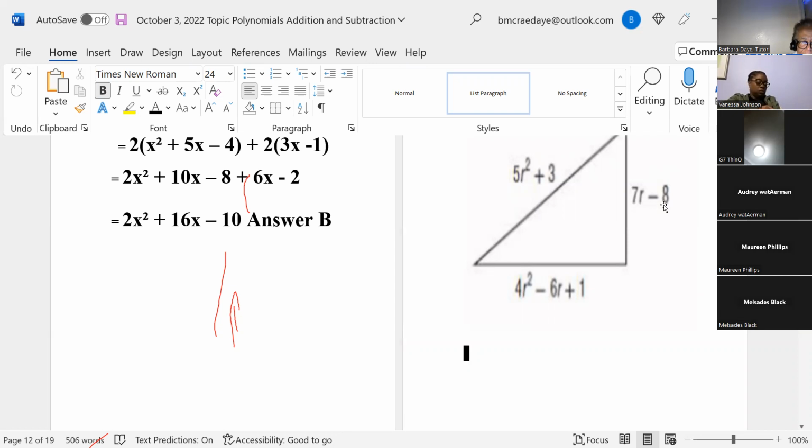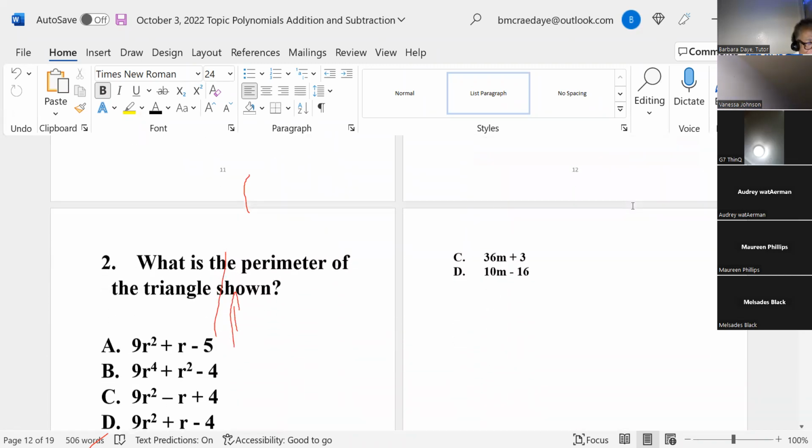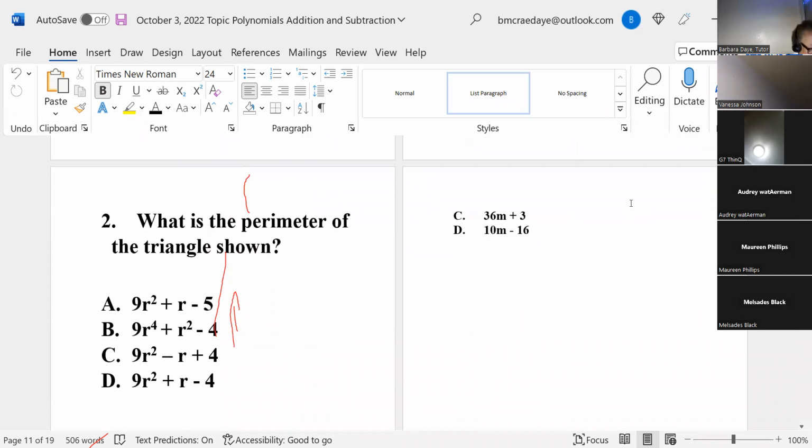3 plus 1 is 4, and minus 8. Got more minus than plus, so a plus 4 and a minus 8 gives you a minus 4. Put it all together. What do you get? 9r squared plus r minus 4. And is that D? Yeah, that's your answer.